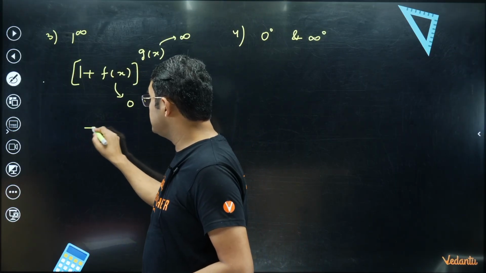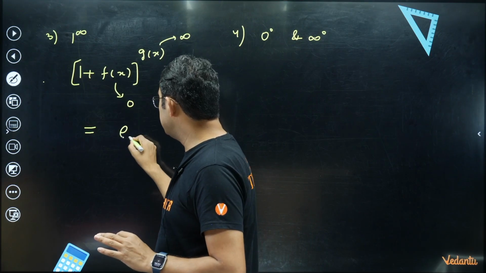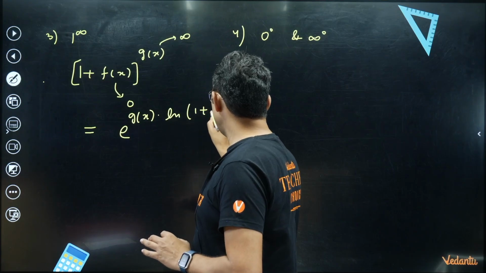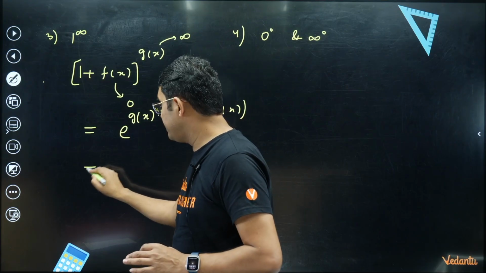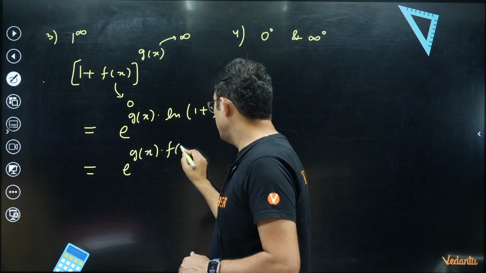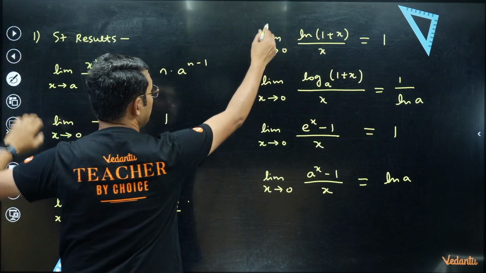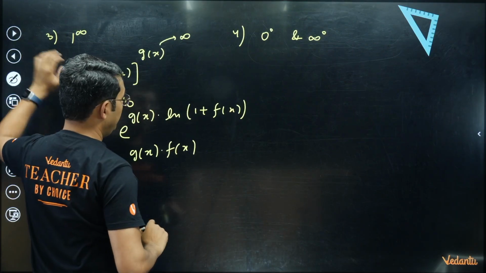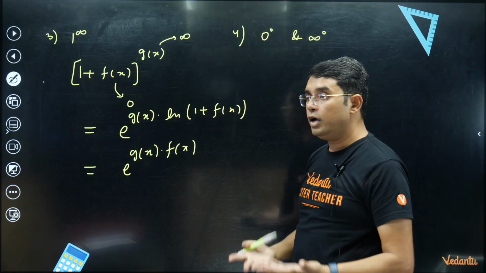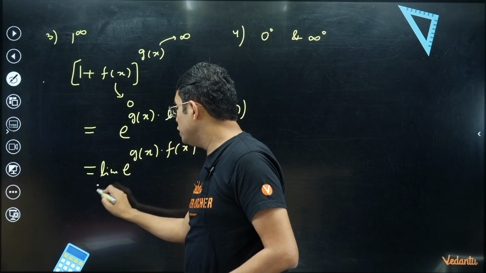Now for this kind of questions, if you are looking for limit, there is a special method to take log. We will be writing this as e power gx into ln of 1 plus fx. Now just one step and you can write this thing as e power gx into fx. Actually this is coming from that standard result of ln 1 plus x upon x is equal to 1. So if fx is tending to 0, so ln 1 plus fx will be tending to fx. So this is how we are writing it. Now this is one very important result. We have to use it directly.